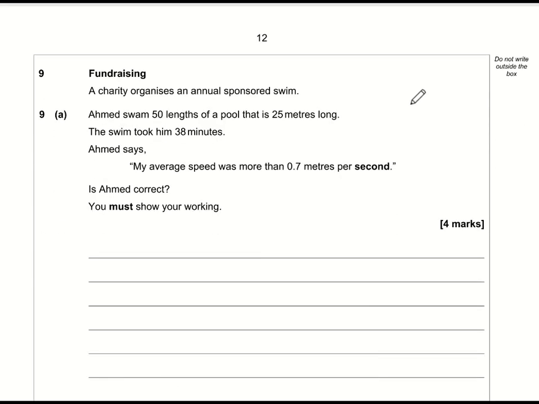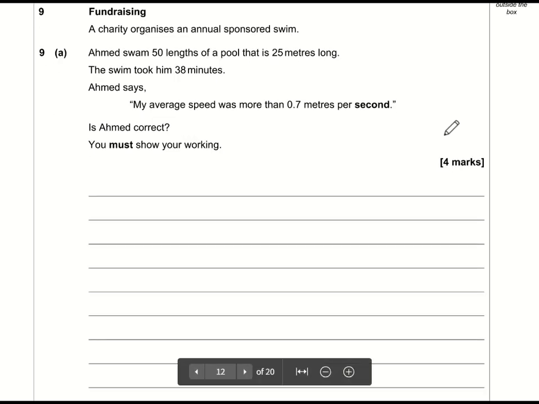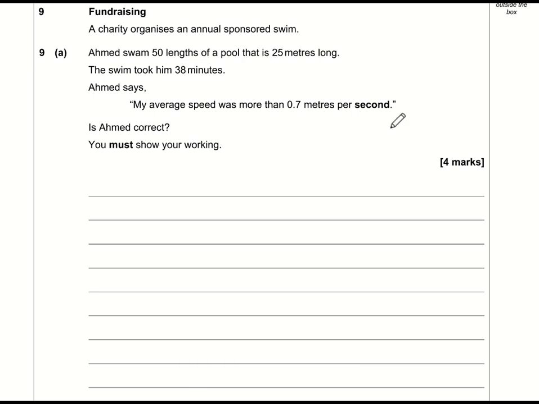Moving on to question number 9. So we need to work out Ahmed's average speed and work out whether it's more than 0.7 meters per second. So first of all, if we want the speed in meters per second, how many seconds has he been swimming for, and how many meters did he do? The distance is 25 meters per length, and he's done 50 lengths. So in total, he's done 50 lots of 25, and that comes to a total of 1,250 meters.